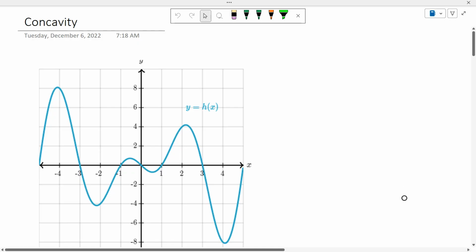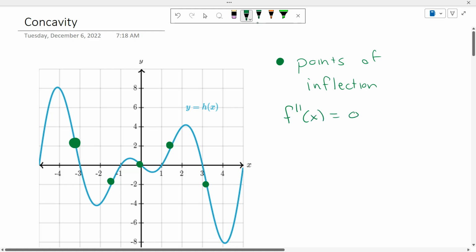Okay? Where does it change from concave up to concave down? About there, about there, about there. Okay? That's where it changes. Where it changes, where these green dots are, they are called points of inflection. How do you find a point of inflection? Well, that's where the second derivative of the function is equal to 0.